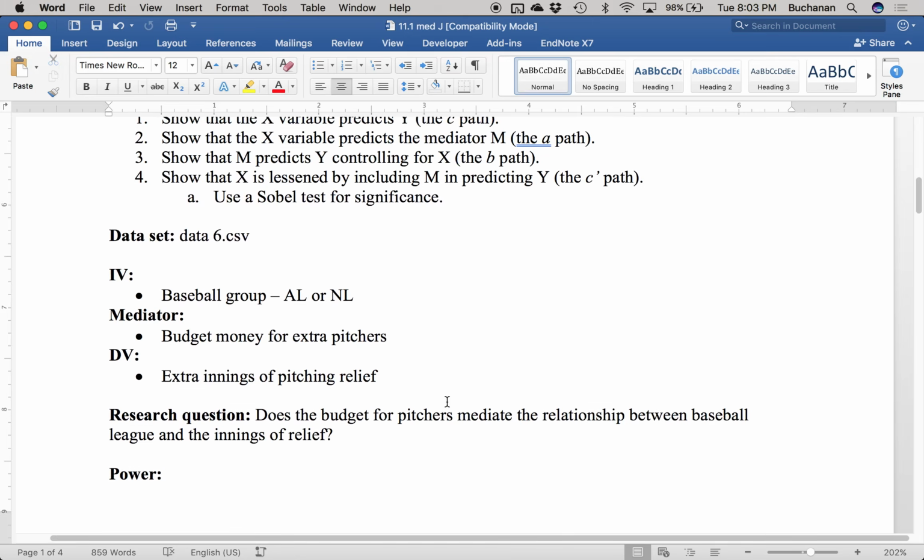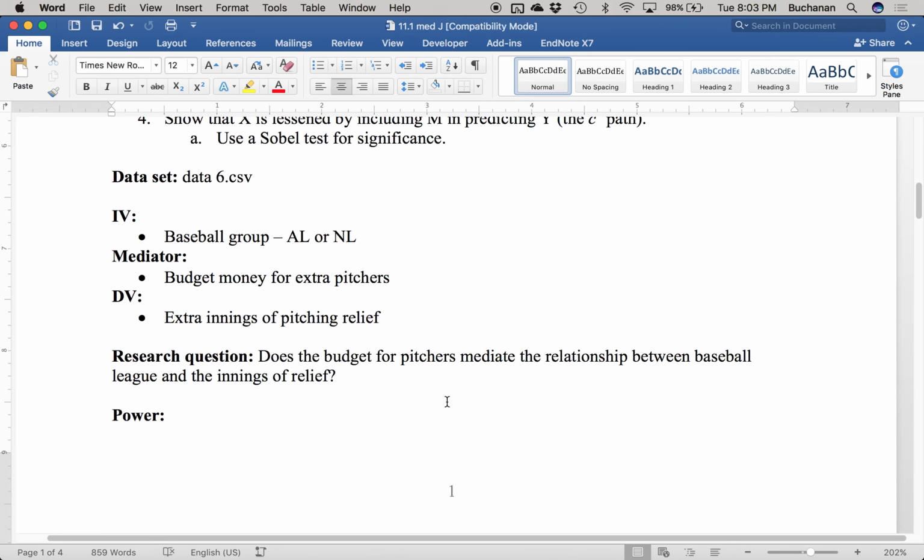So I took this example, and it actually was an example from a book, maybe even Hayes' book about mediation and moderation, and just restructured it to be about baseball because it's baseball season. So what we've got is an IV that's either one of the baseball groups, the American League and the National League. Our mediator is our budget money for pitching, and the dependent variable is extra innings of pitching relief. It's kind of a silly example, but it'll show you how mediation works.